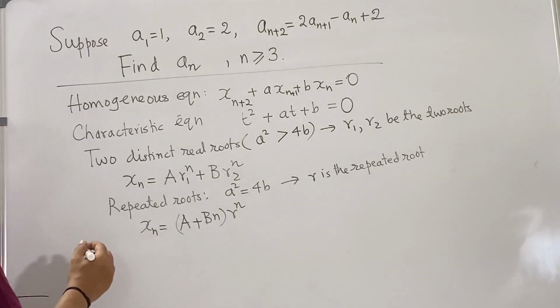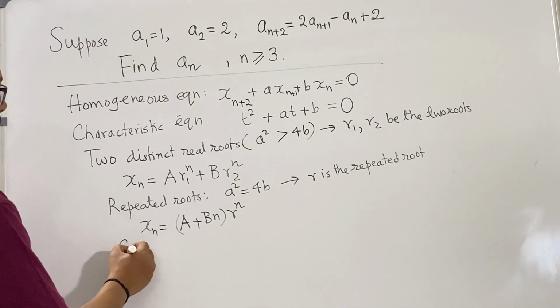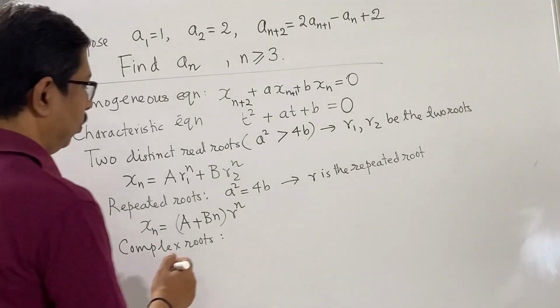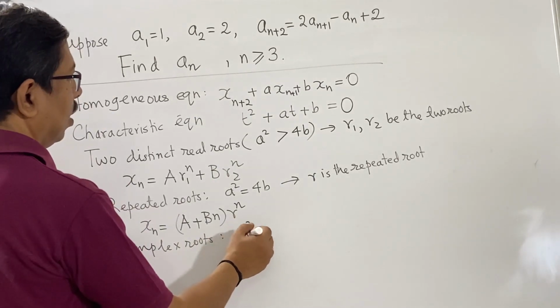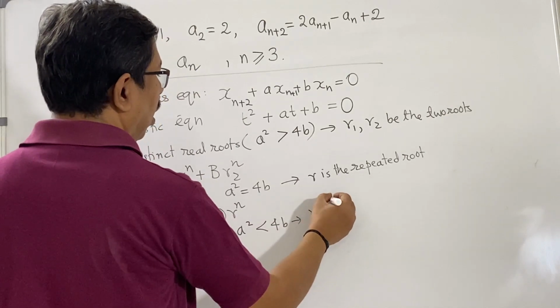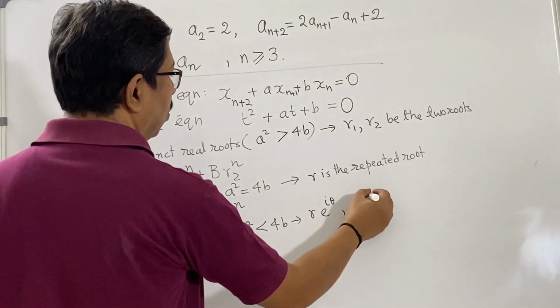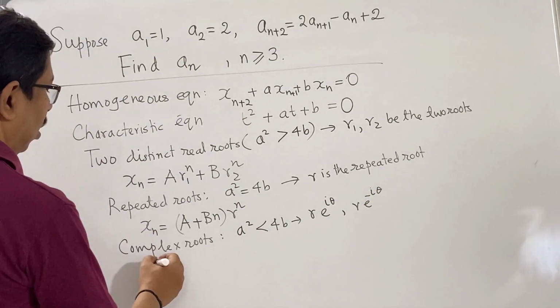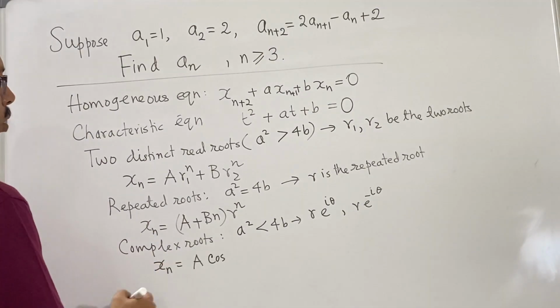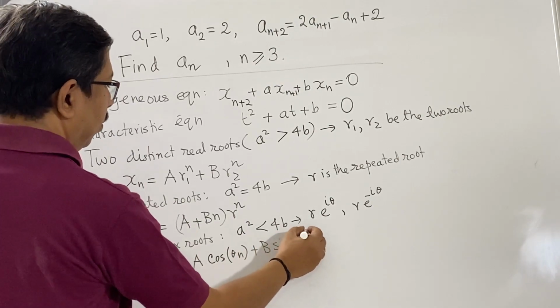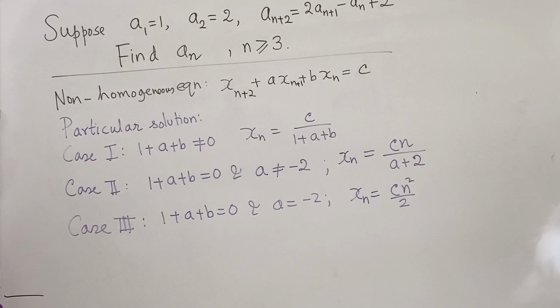And the third case happens when you have complex roots, and this happens if a squared is less than 4b. Suppose the complex roots are some r e to the power i theta and r e to the power minus i theta, written in the Euler's form. In this case, the solutions are a cos theta n plus b sin theta n. Let us now consider the non-homogeneous equation.